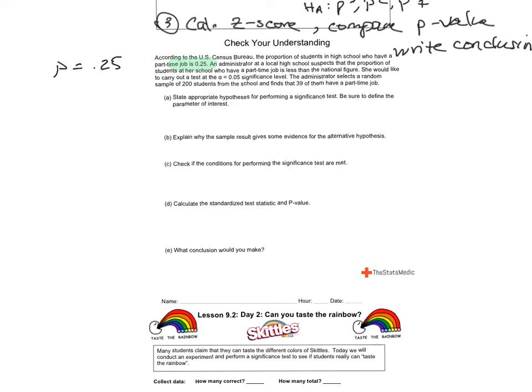An administrator at a local high school suspects that the proportion of students at our school who have a part-time job is less than the national figure. She would like to carry out a test at the alpha equals 0.05 significance level. The administrator selects a random sample of 200 students from the school and finds that 39 of them have a part-time job. So that means that for us, this information, 39 out of 200, is what's going to make up my p hat.